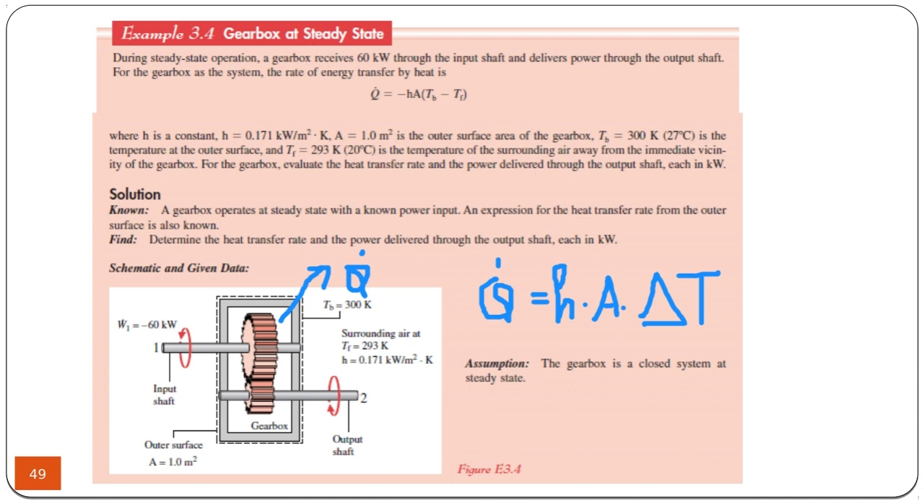But the way we calculate the heat loss from the case to the surrounding is by using this formula. h is called the convection coefficient. It has to be given to you, which it is. A is the area of the case, and delta T is the temperature difference between the case and surrounding.